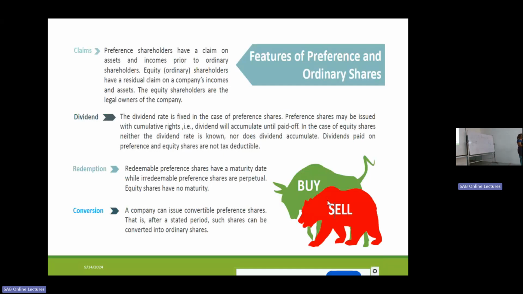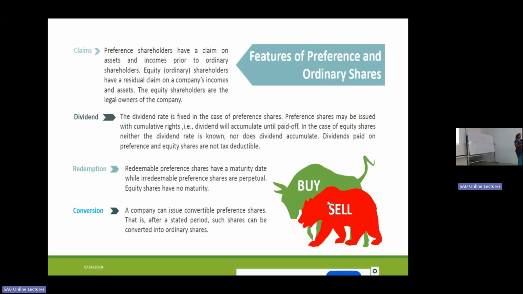Unredeemable means no maturity. Redeemable means there is a maturity. Conversion: some features can be there. When a company is issuing preference shares, they might have some option. After a certain period, these preference shareholders can convert into equity shares. So that kind of right, that kind of feature, can be there with preference shares when the company is issuing.